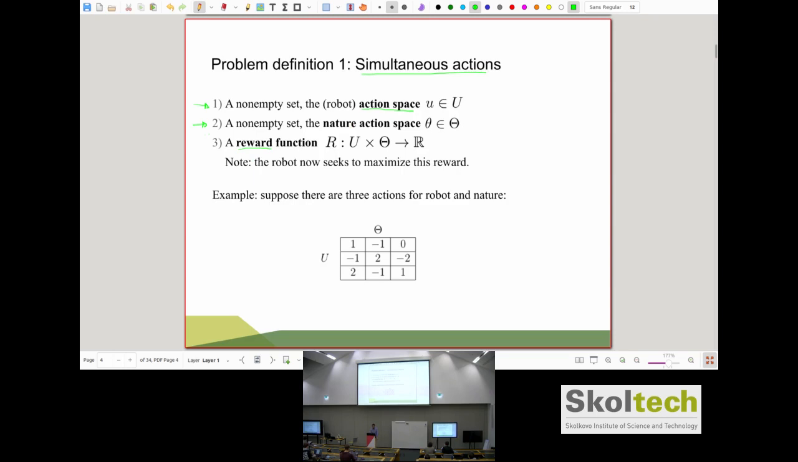Maybe nature wants the best for us, and then the game is that everyone just wants the best for you. Or maybe it's just the opposite. Nature wants the worst for you, and you want the best in terms of maximizing this number. So these are little variants, but the ingredients, as always, because we need to define the planning problem, involve defining this, right? So now it's just this new action space.